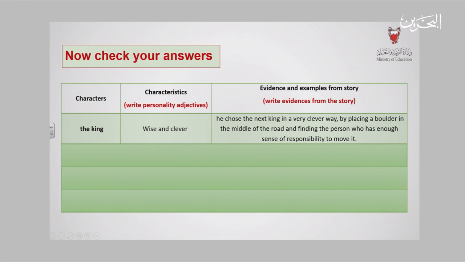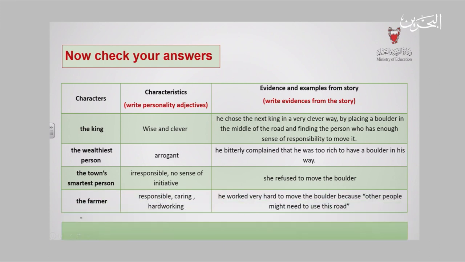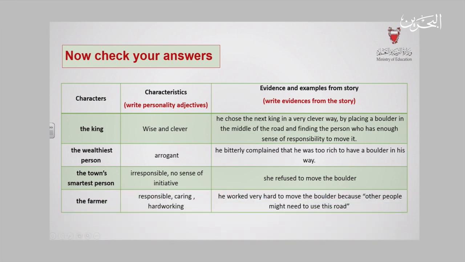Now, let's check the answers. The wealthiest person, the characteristics, arrogant. Why did we say that he is arrogant? Because he bitterly complained that he was too rich to have a boulder in his way. The other character, the town's smartest person, irresponsible, no sense of initiative, because she refused to move the boulder. Last but not least, the farmer, because he showed that he was responsible, caring, and hardworking. How? He worked very hard to move the boulder because other people might need to use this road.